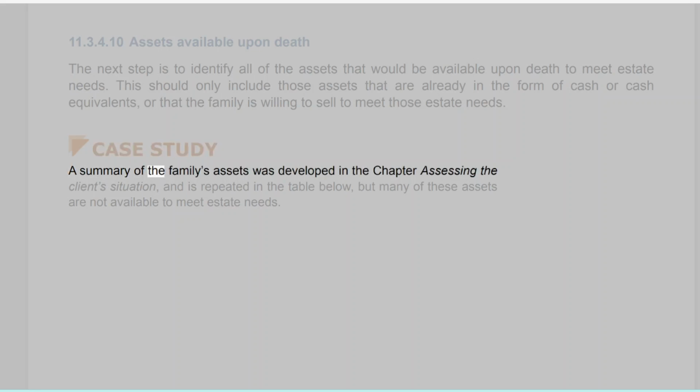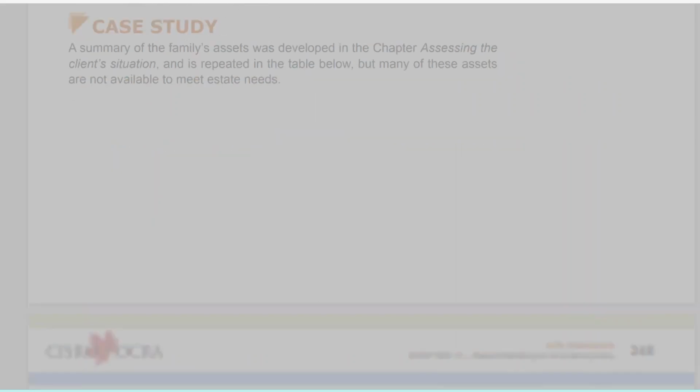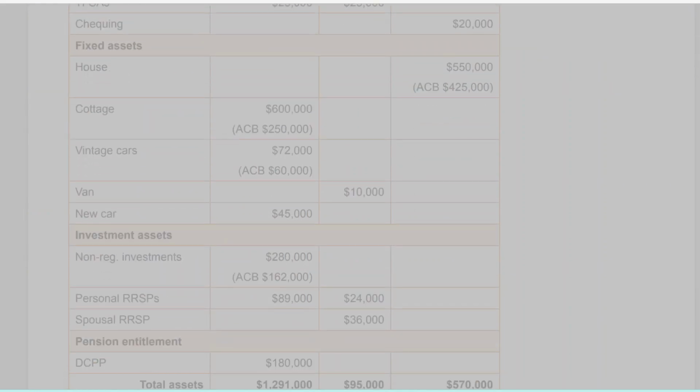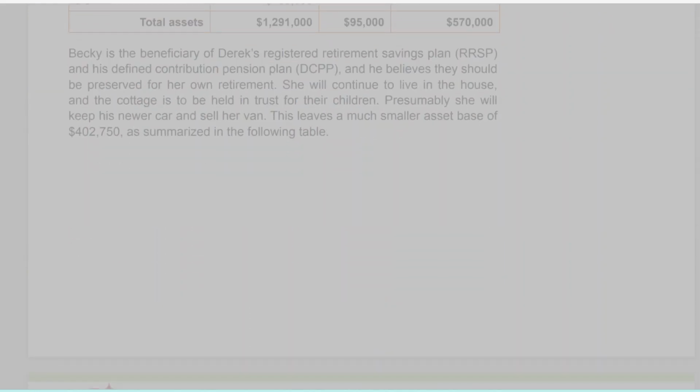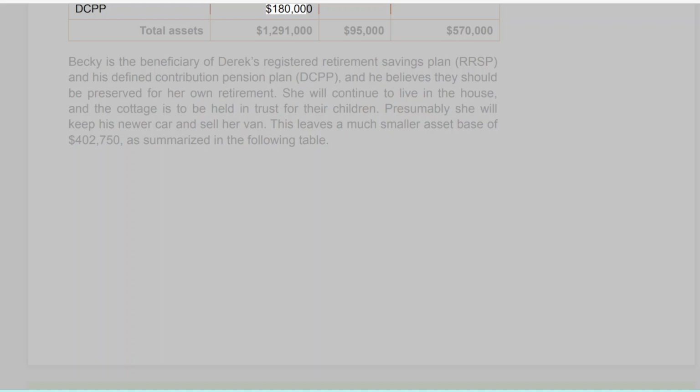Case study. A summary of the family's assets was developed in the chapter assessing the client's situation, and is repeated in the table below, but many of these assets are not available to meet estate needs. DCPP $180,000. Total assets $1,291,000. Becky is the beneficiary of Derek's Registered Retirement Savings Plan, RRSP, and his Defined Contribution Pension Plan, DCPP, and he believes they should be preserved for her own retirement.